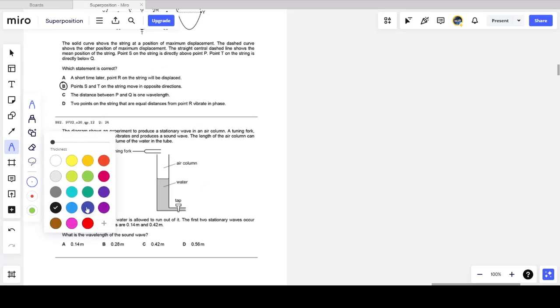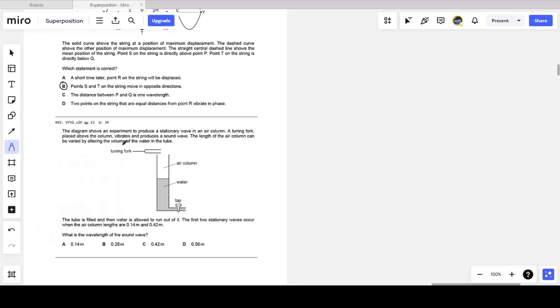The next question is 882. It comes from the summer 2020 exam, question paper 1, variant 2, and it's question 24 from the paper. Now we are shown a diagram where there's an experiment producing a stationary wave in an air column, and a tuning fork placed above the column vibrates and produces the sound wave. The length of the air column can be varied by altering the volume of water in the tube.